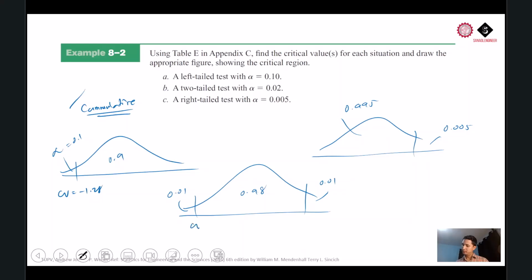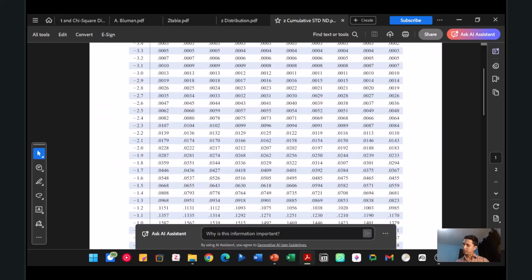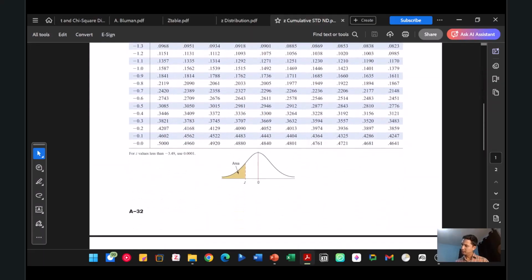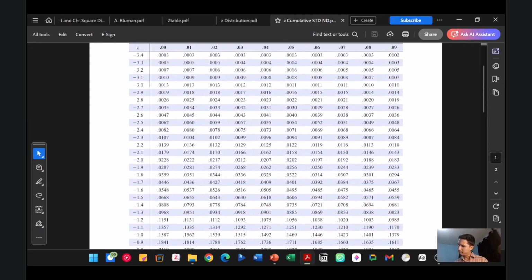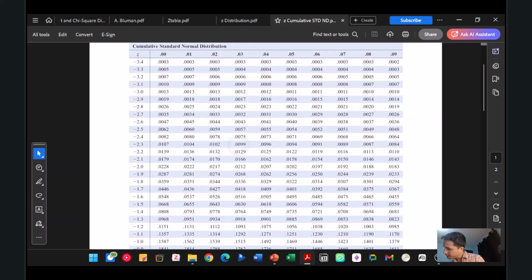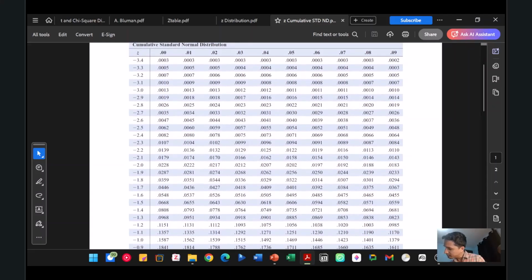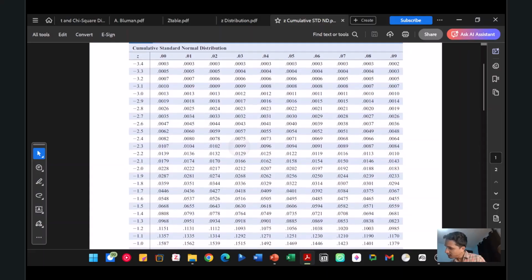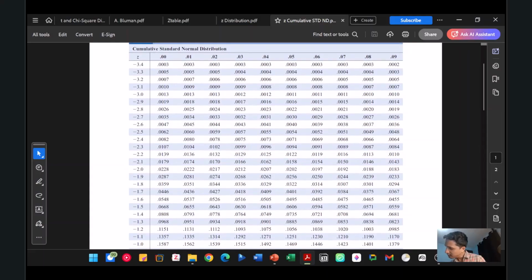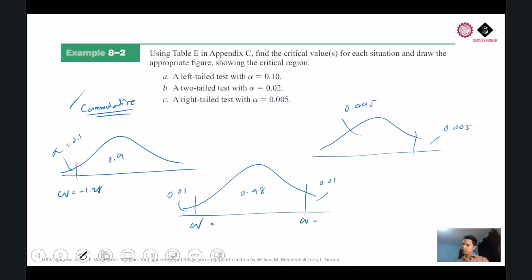Let's do this one too. 0.01. It's smaller. What is it? 0.0099. That's almost 0.01. That's negative 2.33. Negative 2.33. So this is negative 2.33. Since it is two-tailed, it also has positive 2.33.